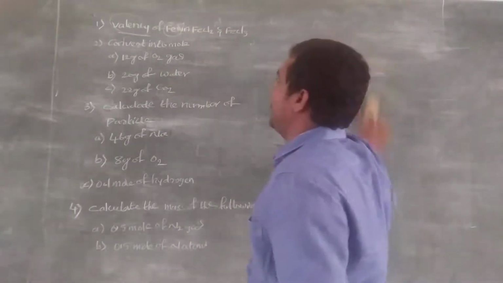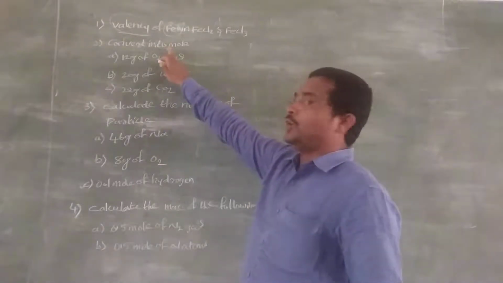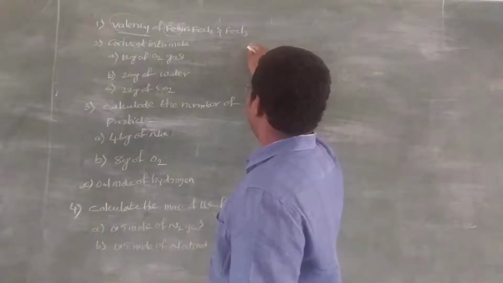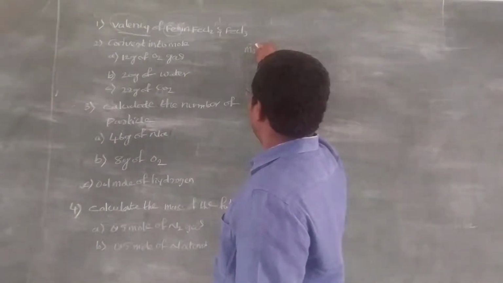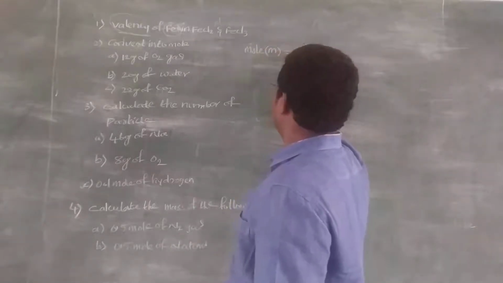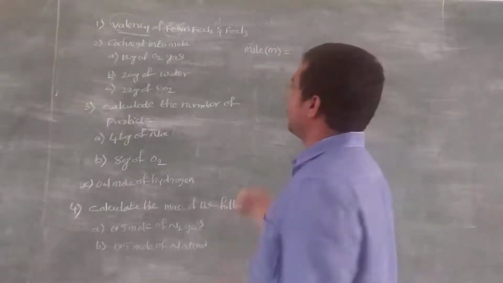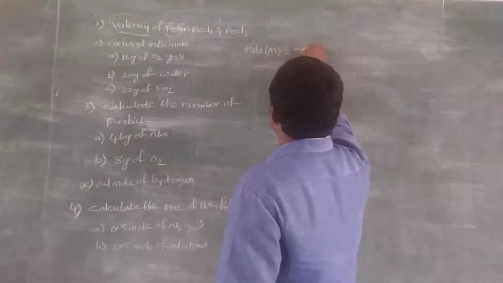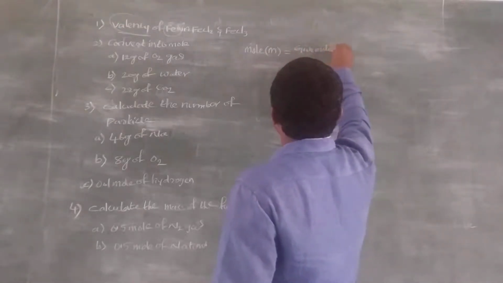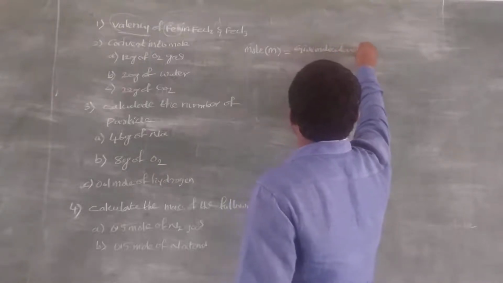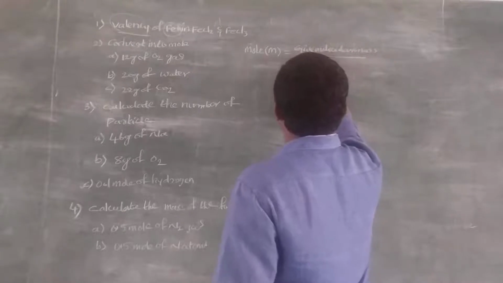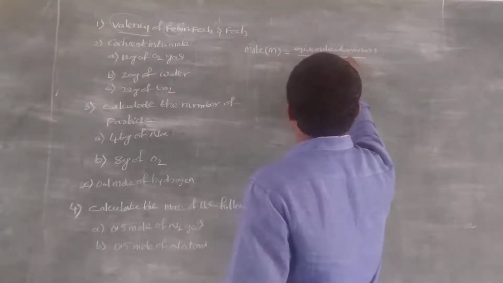The next question is convert into moles. See, my dear, I am writing the formula here. Note down: the symbol of mole is M. Mole is equal to the given mass divided by the gram molecular weight.